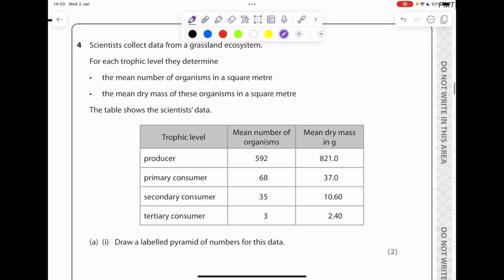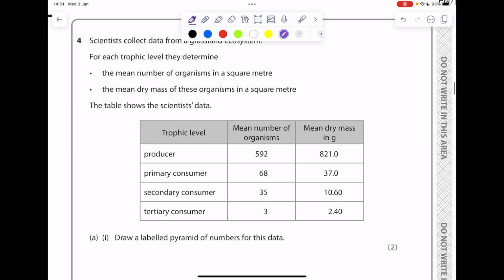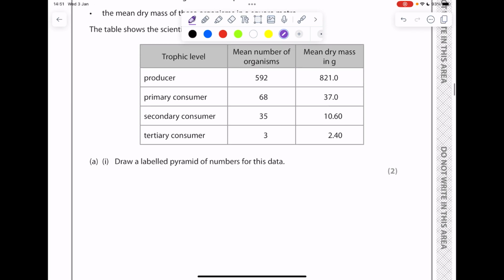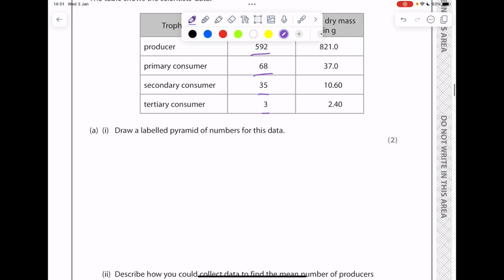Scientists collect data from a grassland ecosystem. For each trophic level, they determine the mean number of organisms in a square metre, the mean dry mass of the organisms in a square metre. Draw a labelled pyramid of numbers for this data. So here's our numbers. Make sure you've got everything laid out properly. So remember, we'll start with the producer, which will have the widest bar because you've got the greatest number.